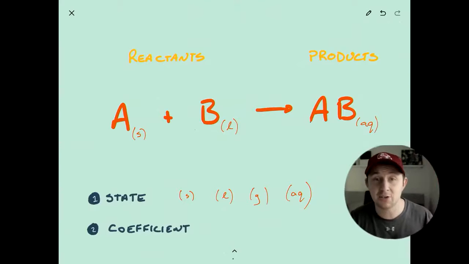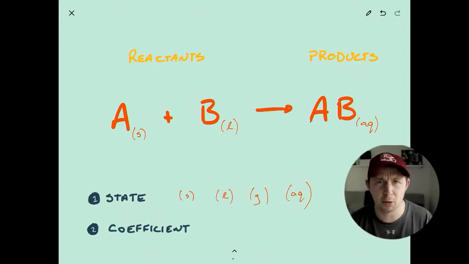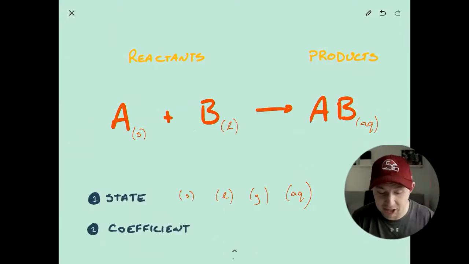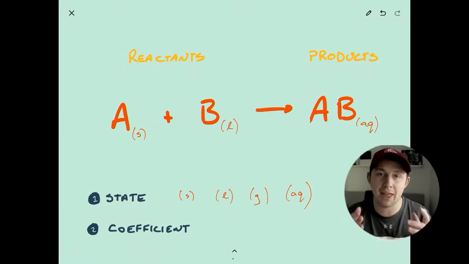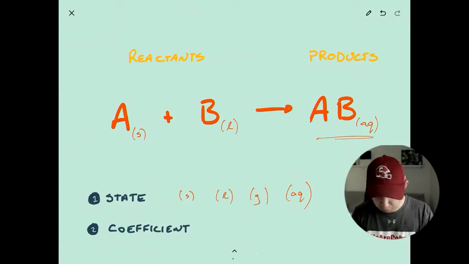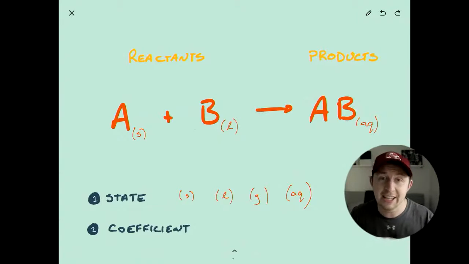Now, like I said, in that next video, we'll talk about how we determine what those states are. But for right now, I just made these ones up. So A is a solid, B is a liquid. We combine them together, and that makes AB aqueous. And so each compound needs to have a state on it.